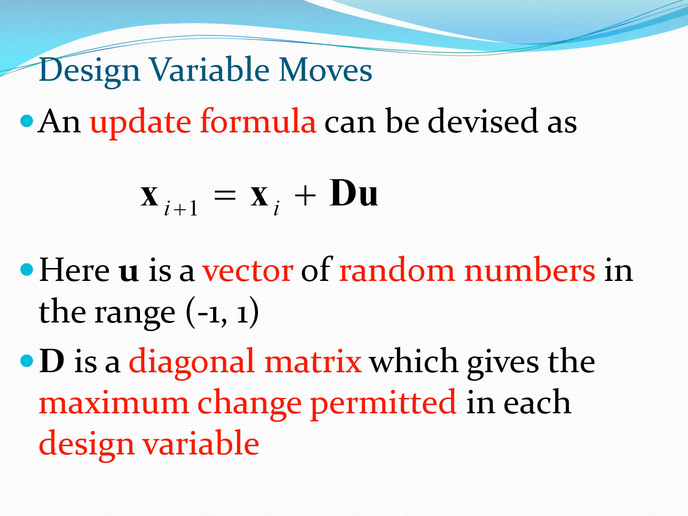Now, a possible update formula could be that x_(i+1) is x_i plus D u, where u is a vector of random numbers in the range -1 to 1. D is a diagonal matrix which gives the maximum change permitted in each design variable. So this is a simple rule here. Here I'm using i in the place of the usual k we use here because that's quite typical in SA. And this rule will essentially let you move forward in the design space.